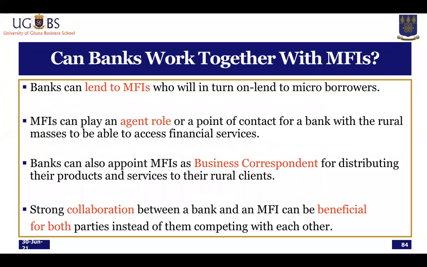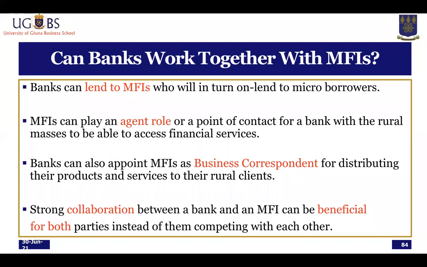Now, the question is, can the banks therefore work together with MFIs? Because it's obvious the banks have the money and the clout, and the MFIs typically have the soft knowledge. One of the ways banks can do that is to lend to MFIs, who will in turn lend to micro borrowers, so that MFIs end up playing an agent role or a point of contact for a bank, so that the rural masses are able to access financial services. Of course, a bank can also appoint the MFI as a business correspondent for distributing their products and services to their rural clients, so that a particular service that Stanchart has could be passing through microfinance, so that the poor person can walk into their microfinance institutions.